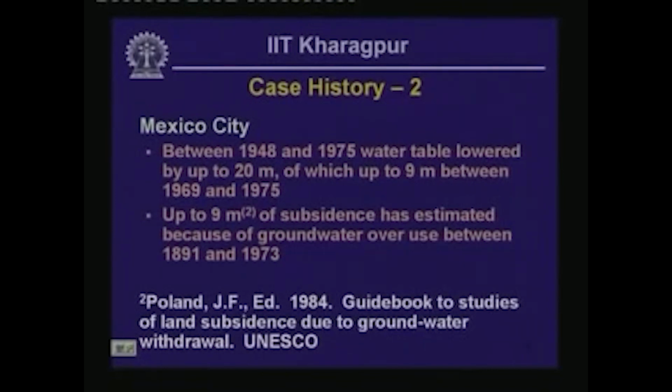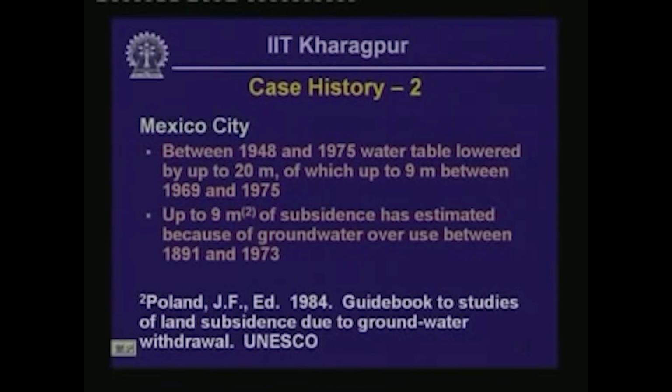And unlike Calcutta, the soil condition in Mexico is comprised largely of fine-grained material, but the fine-grained soils are much softer, remarkably softer in comparison with those encountered within the city of Calcutta. Because these soils are so soft, the lowering of groundwater by as much as 20 meters has led to up to 9 meters of subsidence between 1891 and 1973.